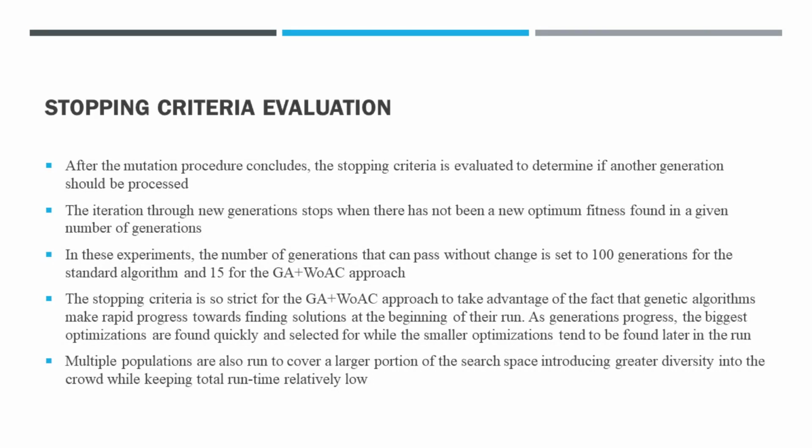So multiple populations are also run to cover a larger portion of the search space, introducing greater genetic diversity into the crowd, while also keeping total runtime relatively low. And that's for just the genetic algorithm with wisdom of crowds enhancement.